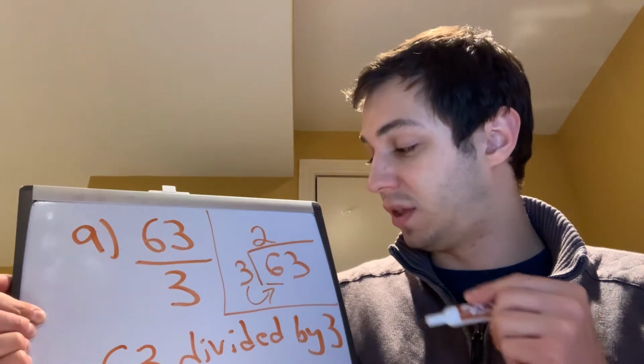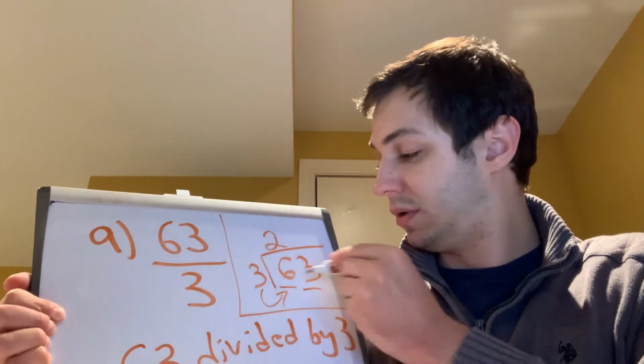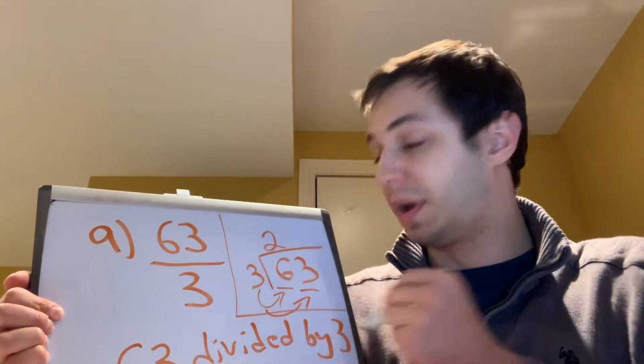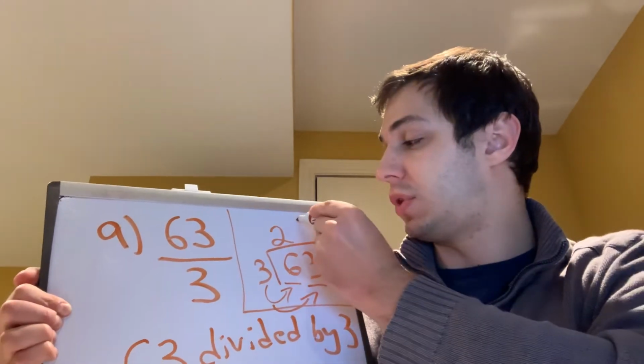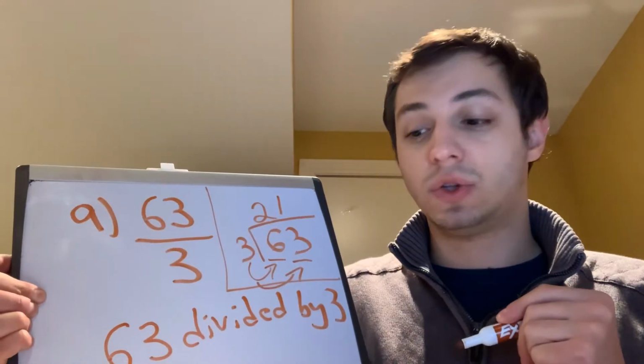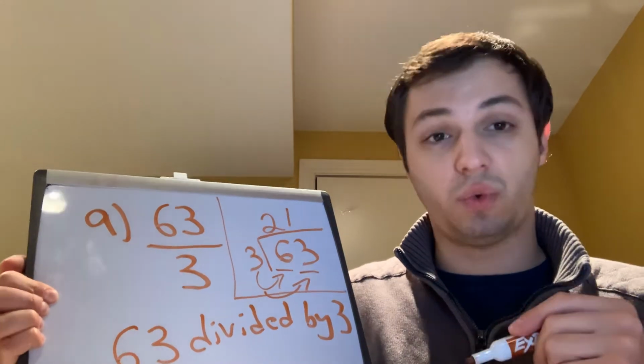Now I have to divide the 3 into my next number. Right, 3 divides into 3 one time. So I'll put the 1 right on top. So my answer is going to be 21. I'll do one more example with you guys. I'll do part B.